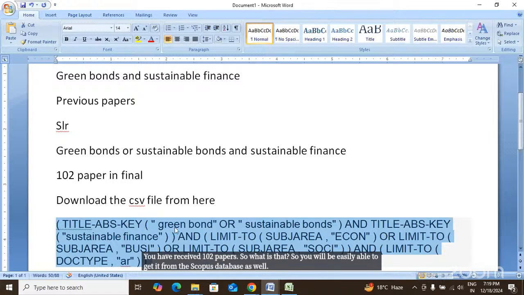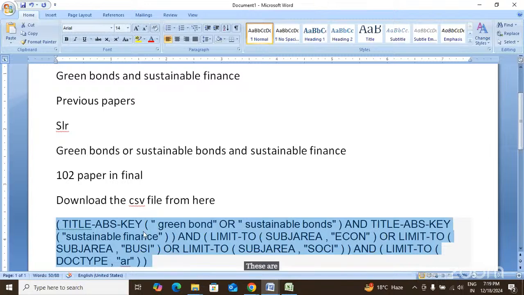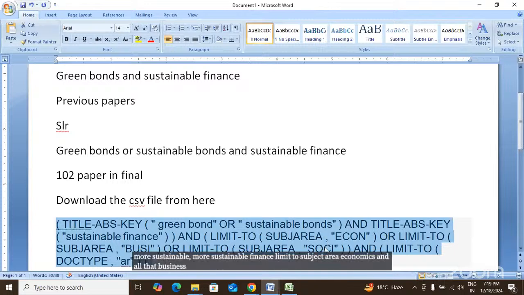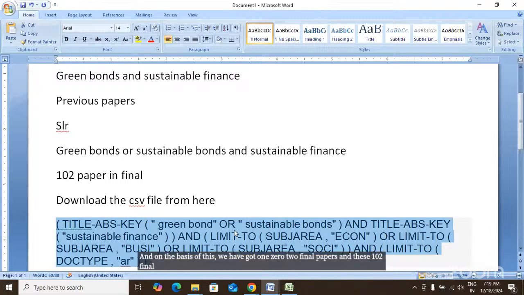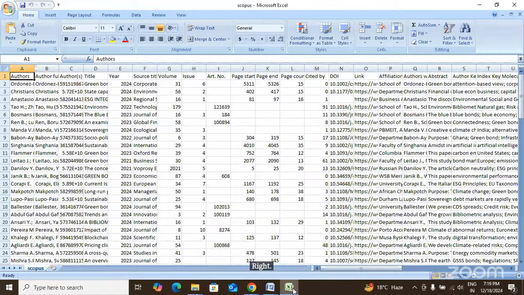So here what we have written are our keywords: green bonds, sustainable bonds, sustainable finance, limit to subject area economics and business, social science, and limit to document type is article. So this is the search query that we have put. On the basis of this, we have got 102 final papers, and these 102 final papers in the CSV file are our master database file. So this is what I told you in my previous lecture.